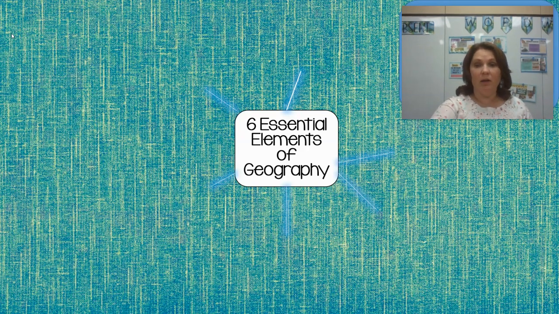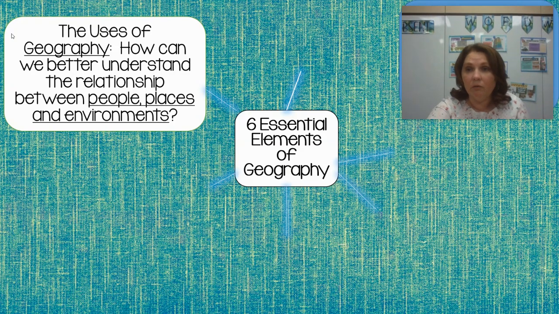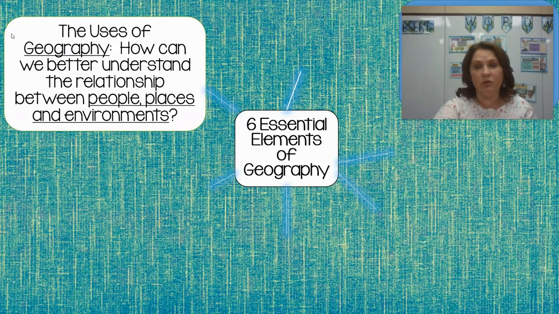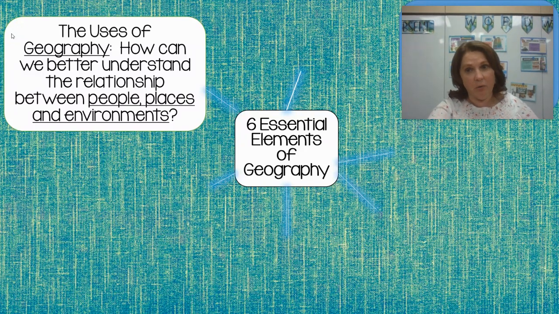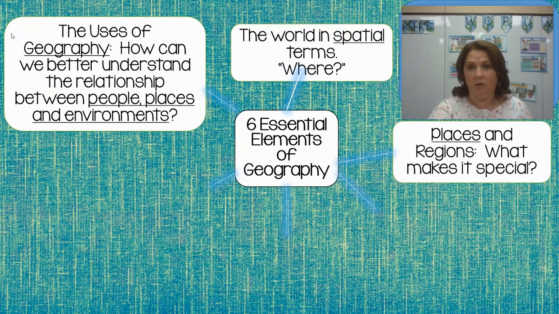There are six essential elements that we also consider. How can we understand the relationship between people and places in their environment? Geography tells us why people live the way they live. For instance, if you live on the seashore, you're going to be really good at fishing, as opposed to somebody who lives in the plains. You're going to be really good at hunting, or in the woods. So it's very different. So in spatial terms, where are we in the world?